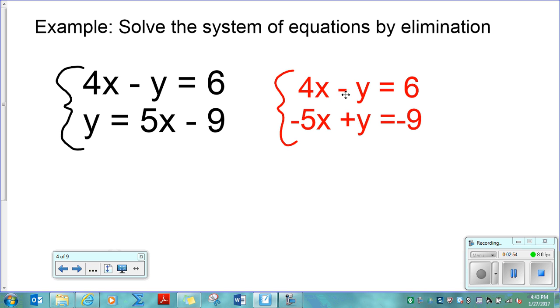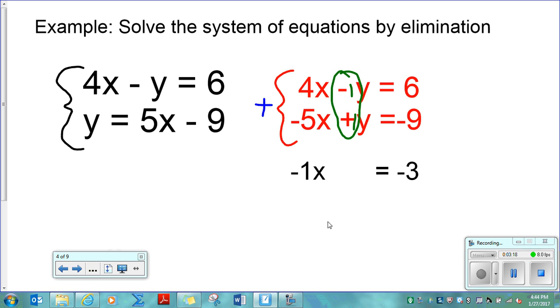So if we look, the y's actually have opposite coefficients. They have the opposite sign for 1 as their coefficient. So actually, that's going to be the variable that disappears. It's going to be eliminated when we add it. So let's go ahead and add it together. 4x and negative 5x make negative x. The y's are going to cancel each other out, and 6 minus 9 gives us negative 3.